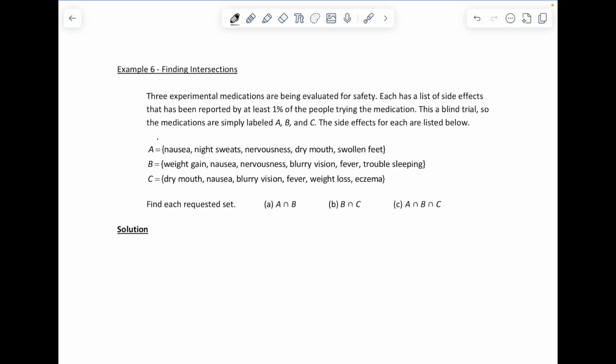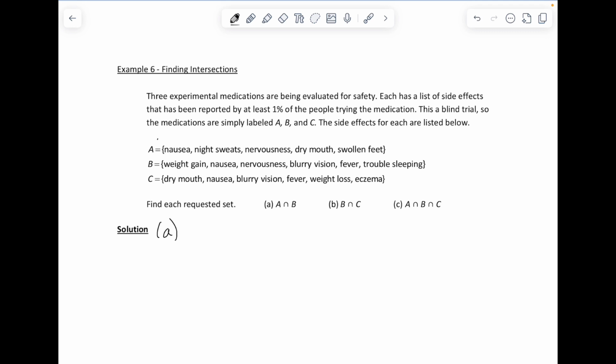So we have three sets, and each set is a set of side effects. Set A: nausea, night sweats, nervousness, dry mouth, swollen feet. Set B: weight gain, nausea, nervousness, blurry vision, fever, trouble sleeping. Set C: dry mouth, nausea, blurry vision, fever, weight loss, eczema. Okay. Find each requested set. Let's start with A.